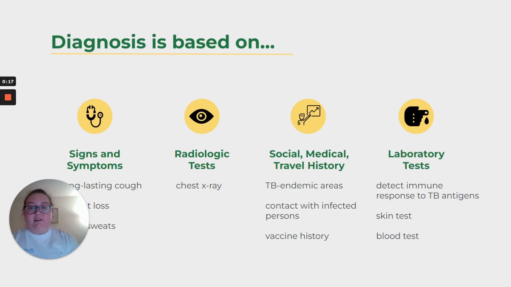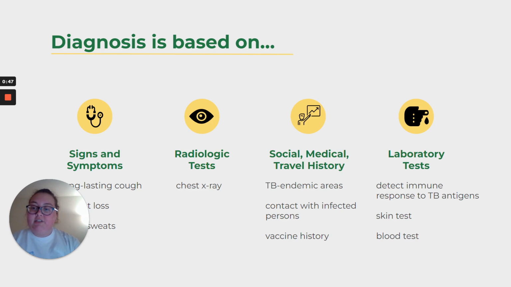So the patient's diagnosis is based on several factors. Typically, if a patient has active tuberculosis, they're going to be experiencing some signs and symptoms that are pretty indicative of pulmonary disease. This is going to include a long-lasting cough that lasts more than 3 weeks, some unexplained weight loss, night sweats, chills, fever, weakness, things like that. Pretty intense respiratory illness. However, that is just for an active TB infection.